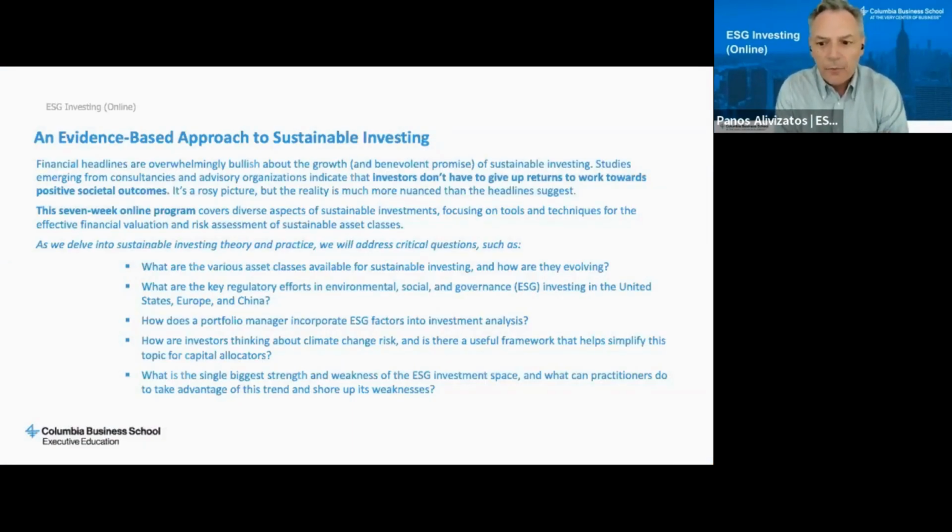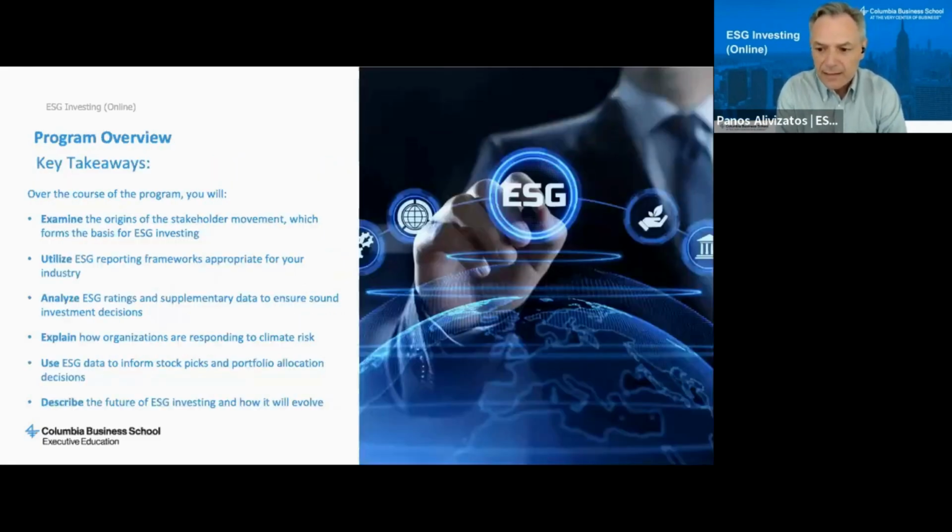So, for whom is this program and what are the program's key takeaways? Over the course of the program, we will examine the origins of the stakeholder movement, which forms the basis of ESG investing. We will utilize ESG reporting frameworks appropriate for your industry. I know that this may look a little vague, but we will see, for different industries, how we can utilize the different ESG reporting frameworks, and there are a lot of them.